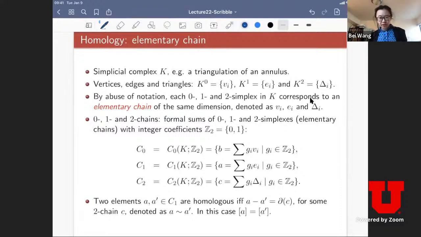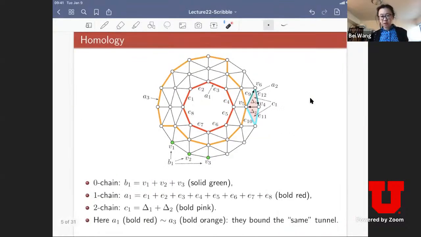So for the homology, we are using some notation where K is my simplicial complex. For example, it can be a triangulation of an annulus like this. This is going to be my triangulation of the underlying space. And then I'm going to use V with a subscript for all the vertices, E with a subscript for all my edges, and this triangle with a subscript for all my triangles. Okay.